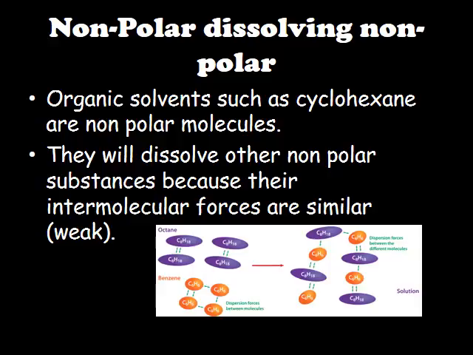So in terms of nonpolar dissolving nonpolar, organic solvents such as cyclohexane, heptane or butane are nonpolar molecules. Therefore they'll dissolve other nonpolar substances because their intermolecular forces are similar or weak. And this is a diagram of octane and benzene being able to dissolve in each other because of the dispersion forces between the molecules.